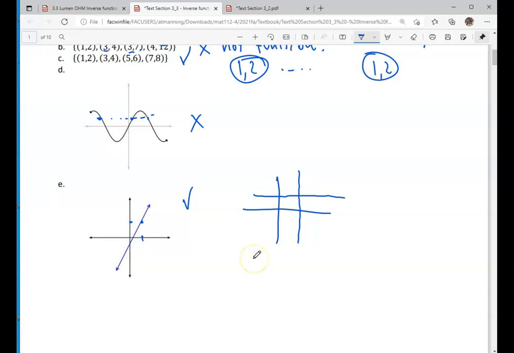So you would use a vertical line test on none of these? Yeah, you can always start with the vertical line test to see if it is a function at all. If it's one-to-one, you've got to do both the vertical line test and the horizontal line test. That's your one-to-one test.